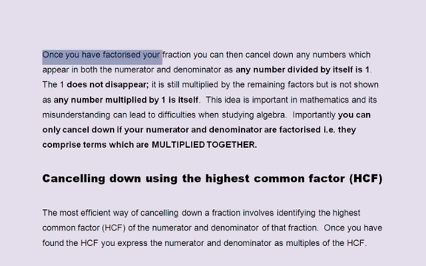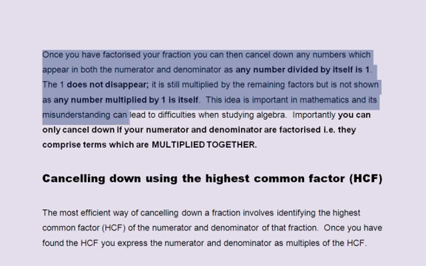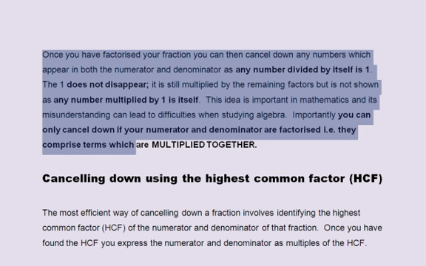Once you have factorised your fraction, you can then cancel down any numbers which appear in both the numerator and denominator, as any number divided by itself is 1. The 1 does not disappear. It is still multiplied by the remaining factors, but is not shown as any number multiplied by 1 is itself. This idea is important in mathematics, and its misunderstanding can lead to difficulties when studying algebra. Importantly, you can only cancel down if your numerator and denominator are factorised, i.e., they comprise terms which are multiplied together.